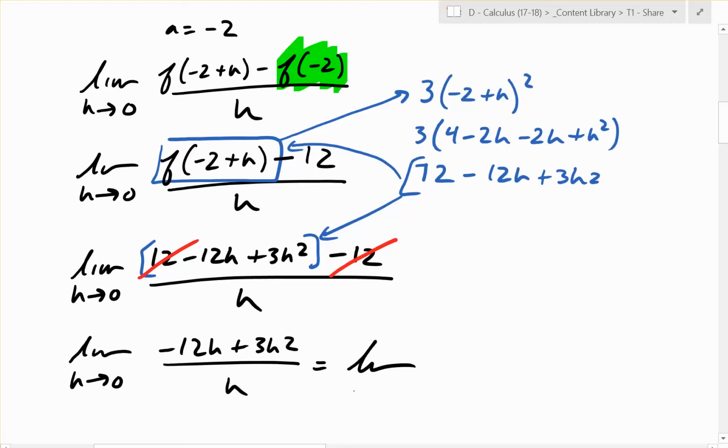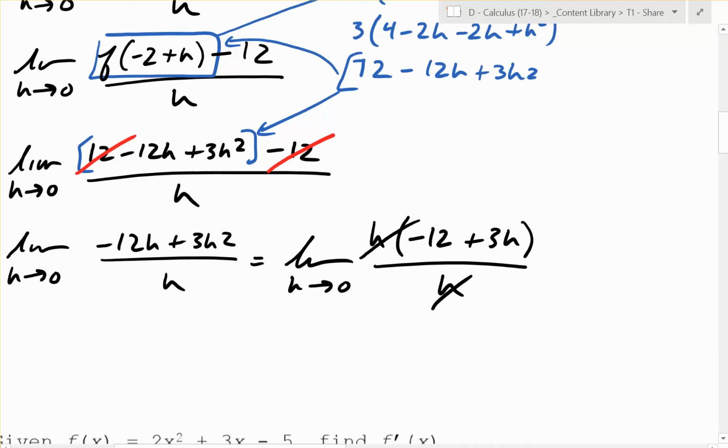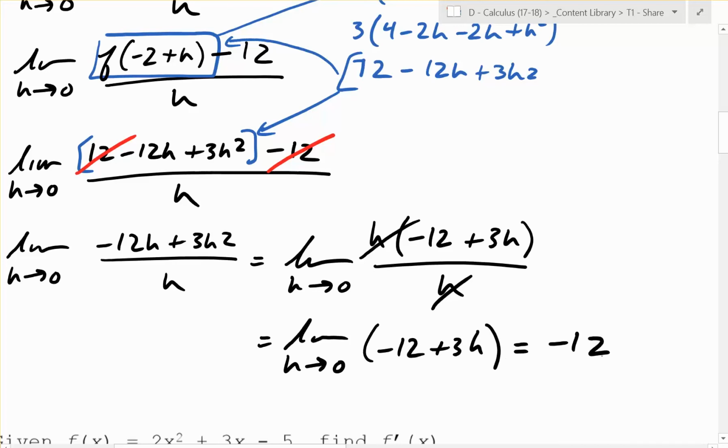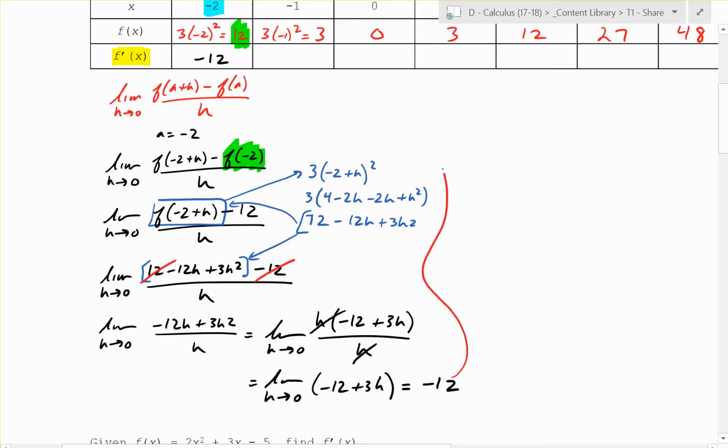What can you factor out? We get the limit as h goes to 0. You can factor out an h from the numerator, and with -12 plus 3h all over h, it cancels, and you're left with the limit as h goes to 0 of -12 plus 3h. h is going to 0. We can plug 0 in for h now, and we just end up with -12. So we did all of that work, so that -12 could go in right here.